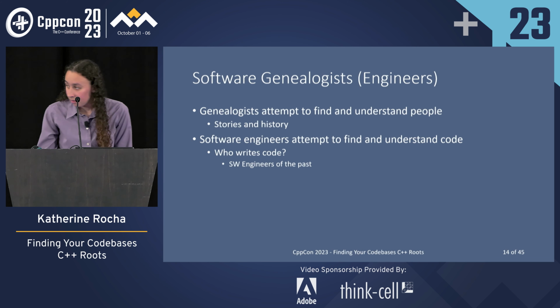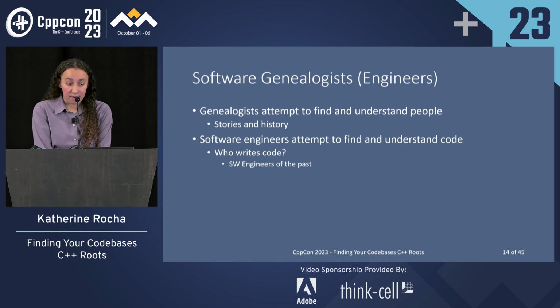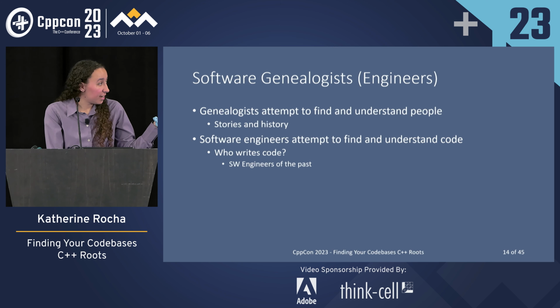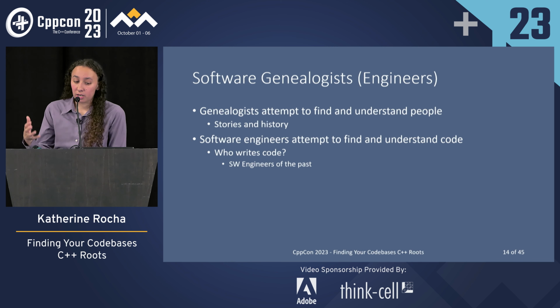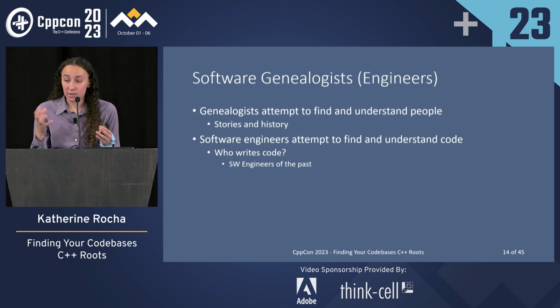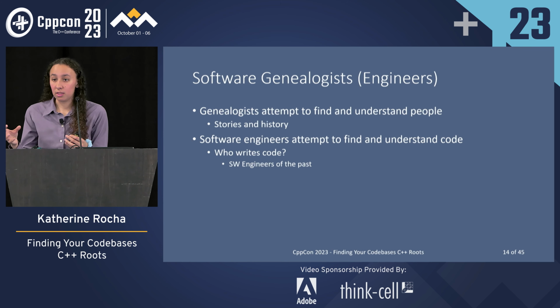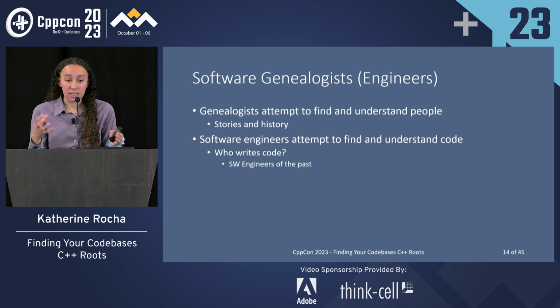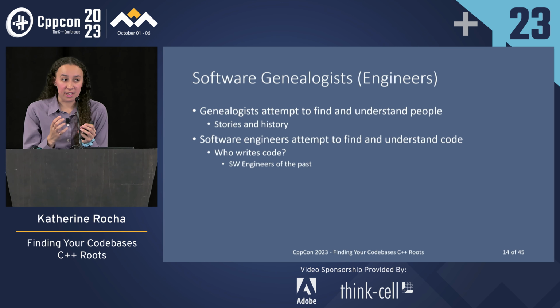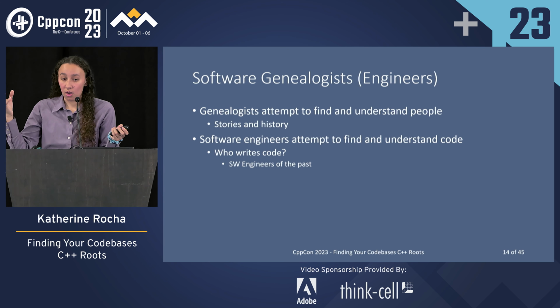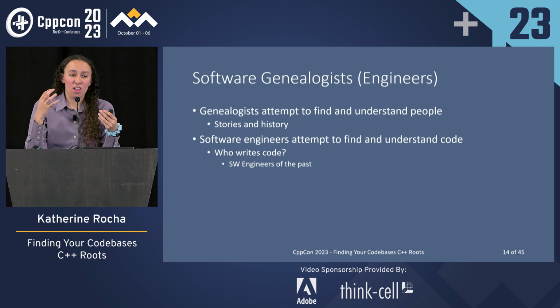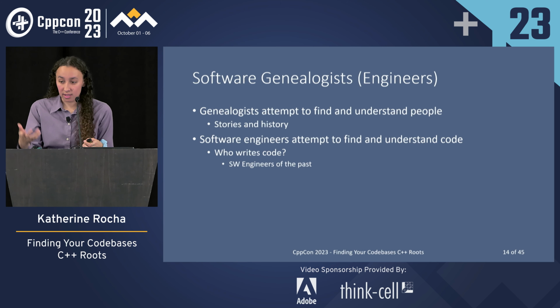So with the people, we have our software genealogists or engineers. We're trying to figure out what's going on with our software engineers. And just like genealogists attempt to understand people, software engineers attempt to find and understand code. So we're going to look at the software and attempt to understand why was it done, how was it done, and understand those software engineers of the past. Almost like how we're finding our family tree of going up the tree and finding, okay, here's my ancestors. With code, we're doing the same thing of looking up the tree and saying, who was here before me and what did they do and why did they do it?